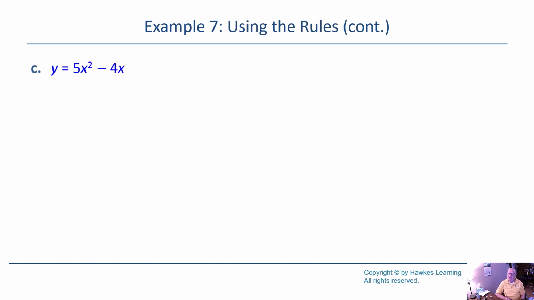Next, pause and see if you can do this by yourself. We just did these separately. You should be able to do this. You'll take the derivative of 5x squared. You'll take the derivative of negative 4x. And basically you just paste them together into the derivative function.